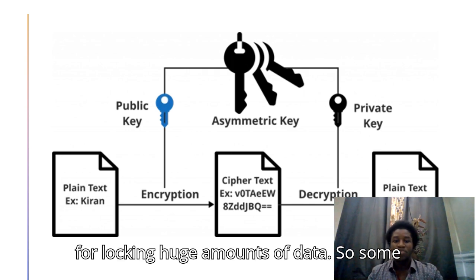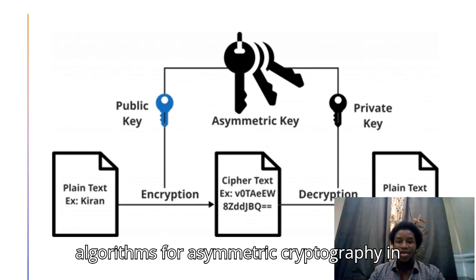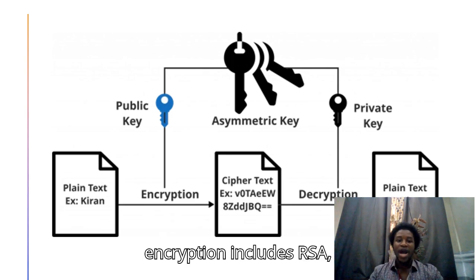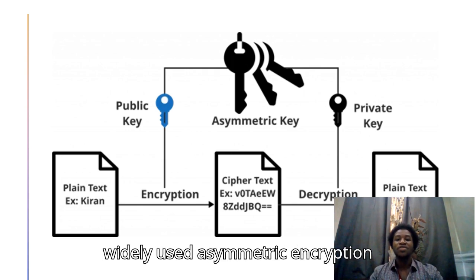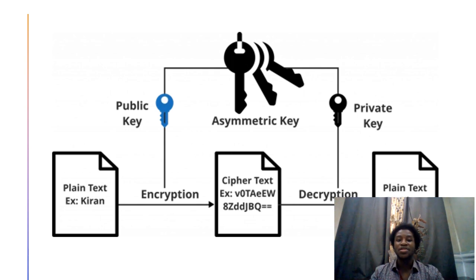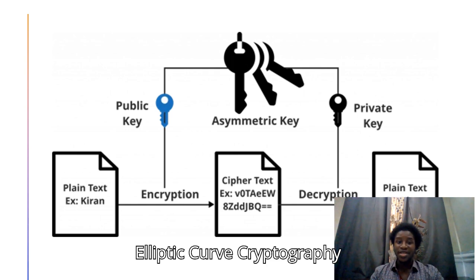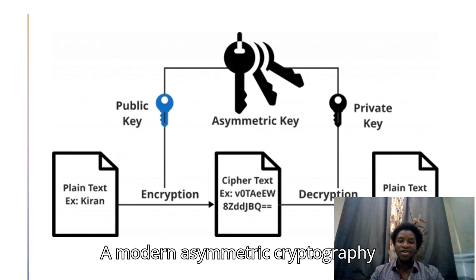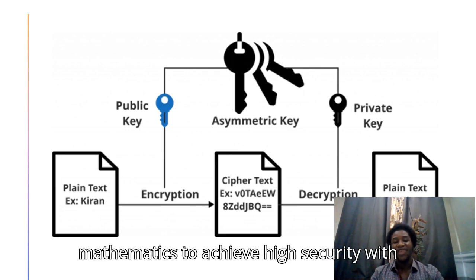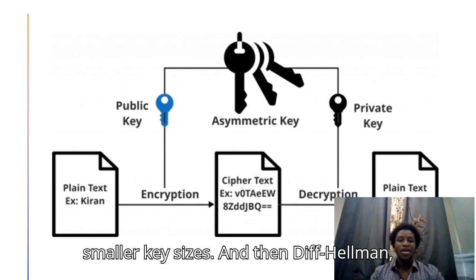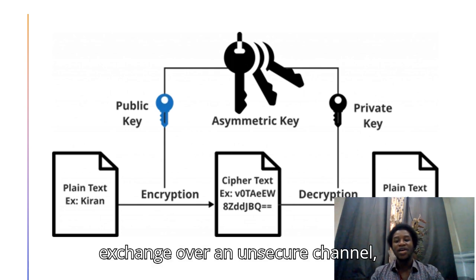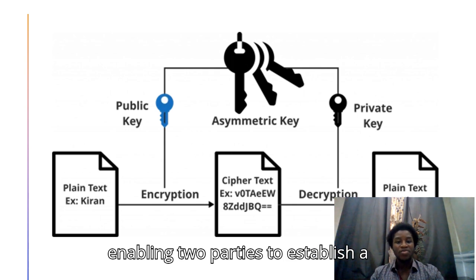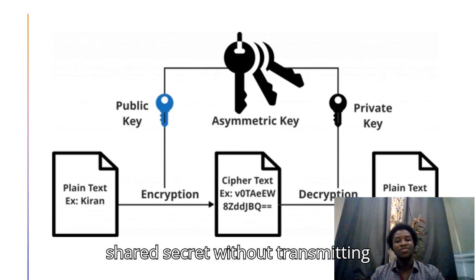amounts of data. Some algorithms for asymmetric encryption include RSA, which is Rivest-Shamir-Adleman, a widely used asymmetric encryption algorithm that relies on the difficulty of factoring large prime numbers. Elliptic curve cryptography (ECC), a modern asymmetric technique that uses elliptic curve mathematics to achieve high security with smaller key sizes. And Diffie-Hellman, a foundational method for secure key exchange over an insecure channel, enabling two parties to establish a shared secret without transmitting it directly.